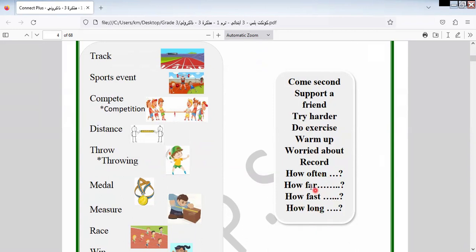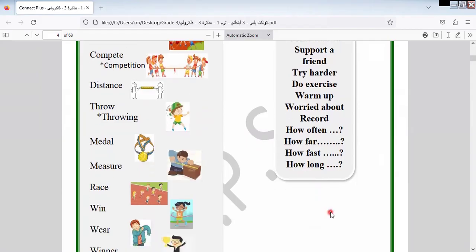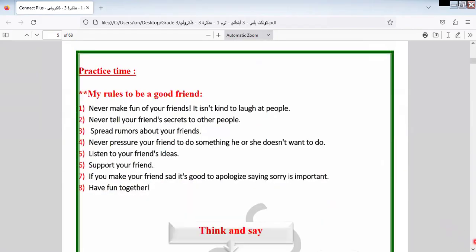This is the expressions of how often. How often asks about the times that we do something. How far asks about the distance. How fast asks about the speed that we run with. How long asks about time. Okay, let's continue the rest of this unit.